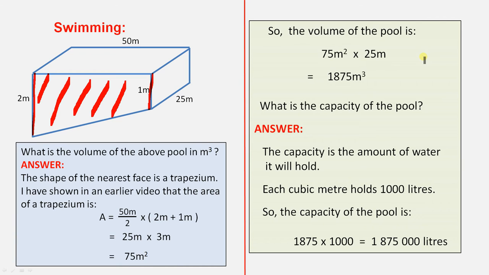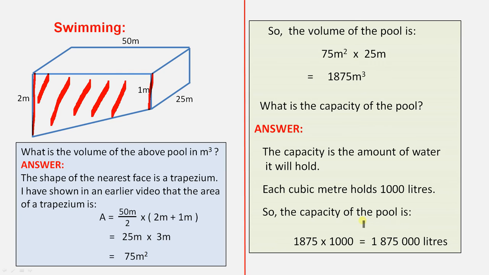So the volume of the pool is obviously this area here by that length, because that gives us the 3rd dimension. So it's 75 square metres by 25 metres, which is 1,875 cubic metres. From that, we can work out the capacity of the pool. So what is the capacity of the pool? That is, how much water will it hold? Well, you would have learnt that each cubic metre holds 1,000 litres.